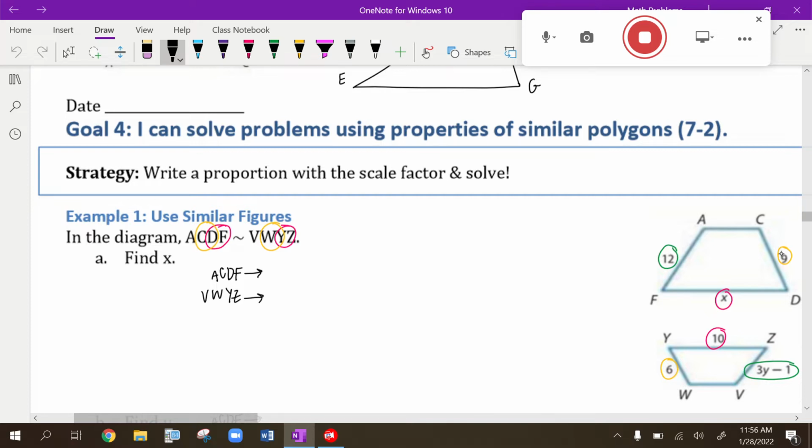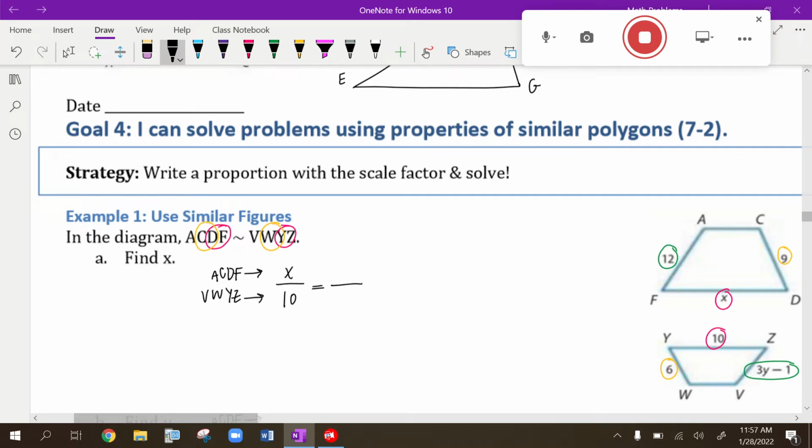In addition, you can see CD and WY are corresponding, so I circled them both in yellow. Same for AF and VZ. Now, I'm trying to find X for part A, so I know I'm going to have a proportion with the scale factor that has also X in it. Notice X is on side FD. I'm going to put shape ACDF in the numerator, so I'll put X over the side that has a length of 10, and I'm putting shape VWYZ in the denominator. That means on my other fraction I have to keep the same numerator and denominator.